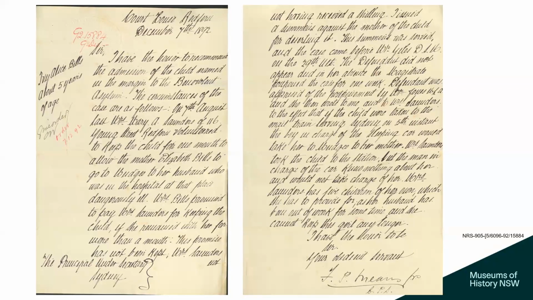So it appears that Ivy's mother, Elizabeth Bills, left Ivy with Mrs. Mary Saunders to go to Mudgee to see her husband who was in hospital there. And Ivy's mother had promised to pay Mrs. Saunders for looking after Ivy if she was away for longer than a month. Now, that promise wasn't kept. Mrs. Saunders went to the courthouse and a summons was issued against Ivy's mother for desertion. Ivy's mother didn't come back to appear in court to answer the summons.